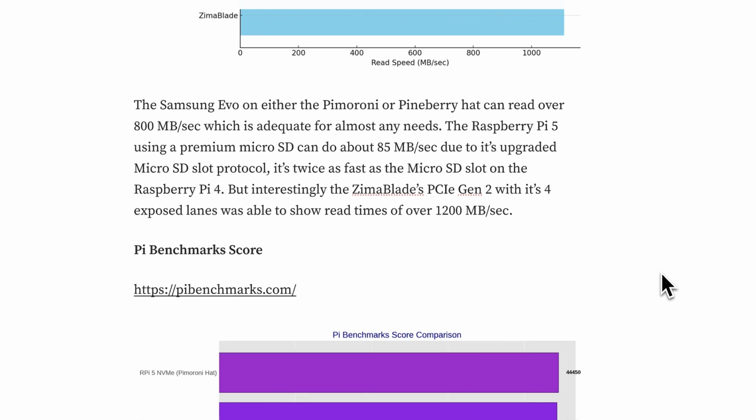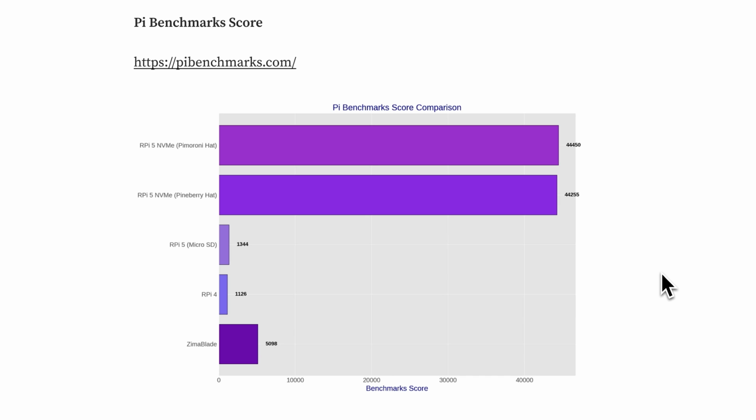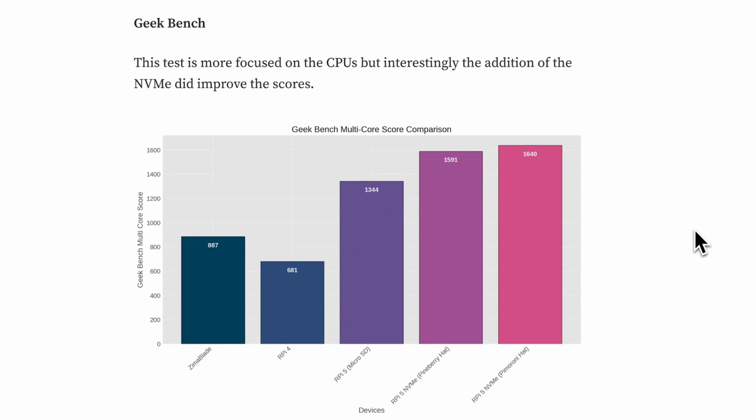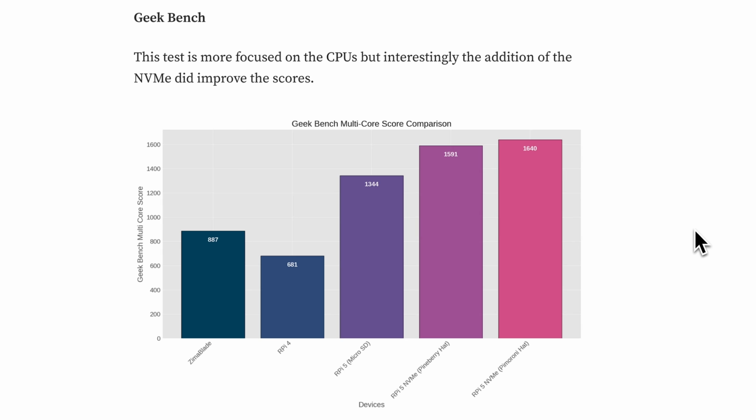And this also shows up in the Pi benchmark scripts. Now this is a more involved script. It uses several different libraries in order to evaluate the performance of the Raspberry Pi. But basically, putting the NVMe in there increases the score by like 3,000%. It's crazy. So clearly you're getting huge performance gains from having the NVMe in there. Now the Geekbench test is more focused on the CPUs. So having faster storage doesn't necessarily translate to a better result, but you can still see what we got here. If you have the NVMe in place, you do get the best scores.